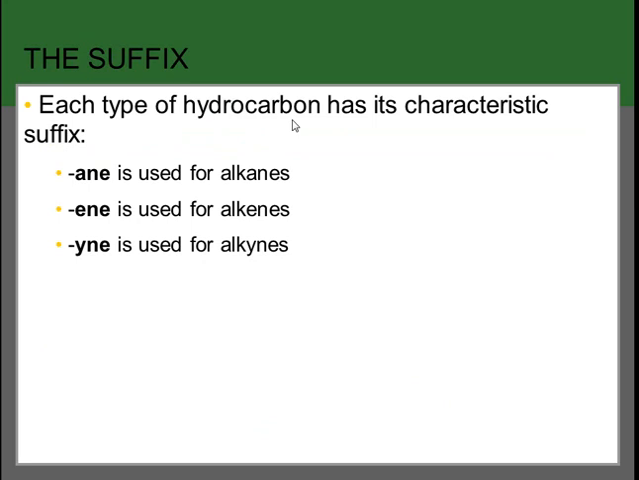And each type of hydrocarbon has a characteristic suffix. Ane is used for alkanes, so methane. Ene is used for alkenes. Ethene tells us that we have a 2-carbon alkene. And acetylene, or ethyne, is used for alkynes, yne. So we just change the last 3 letters of the name to indicate whether there are no multiple bonds, double bonds, or triple bonds present.